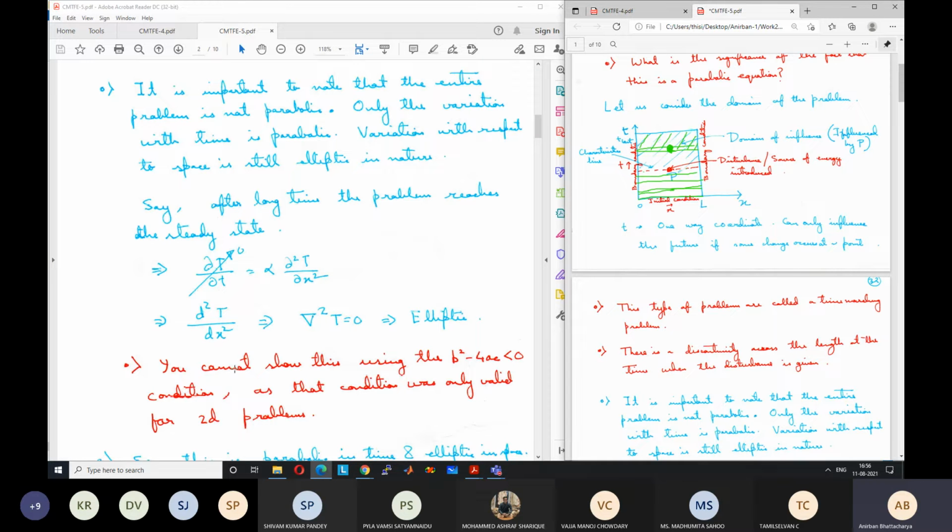Okay, you cannot show this using B square minus 4AC as our conditions are valid for only 2D problems. This has become a 1D problem in steady state. In unsteady it was a 2D problem because there was one dimension of space and one dimension of time. But in steady state this becomes a 1D problem, but still remains elliptic, but you cannot use B square minus 4AC to show that.